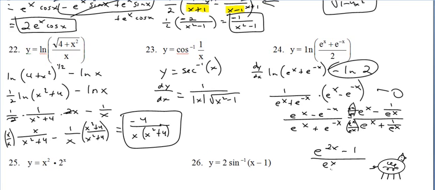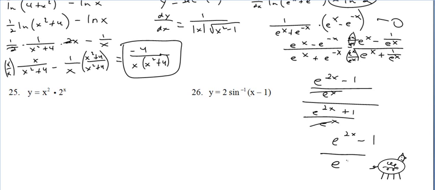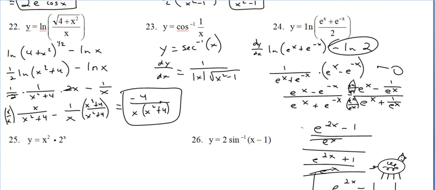Okay, and I'm just going to cursor down here a little bit. And then over, same thing, it's going to be e to the 2x plus 1 over e to the x. These guys cancel, and you wind up getting e to the 2x minus 1 over e to the 2x plus 1. So I'm not sure which one's simpler, okay? But I just wanted to show you some basics. I would accept either one on the test, all right?